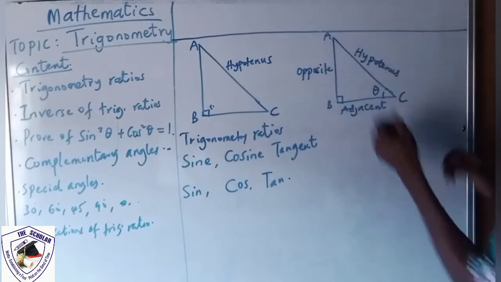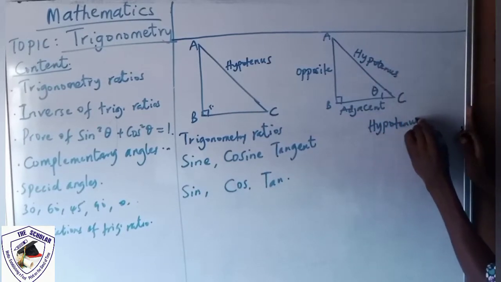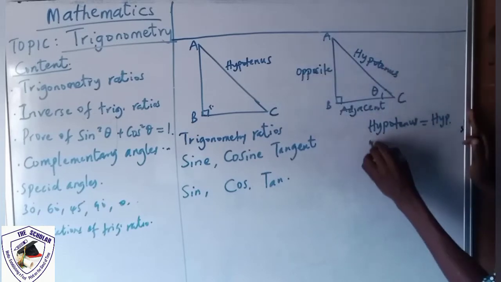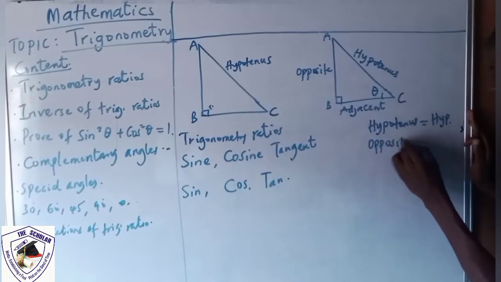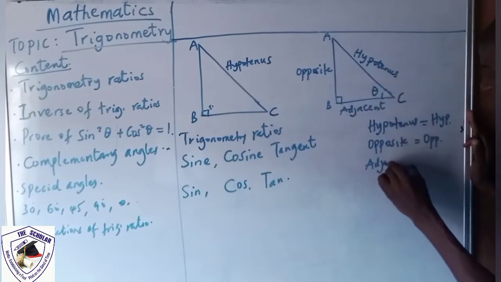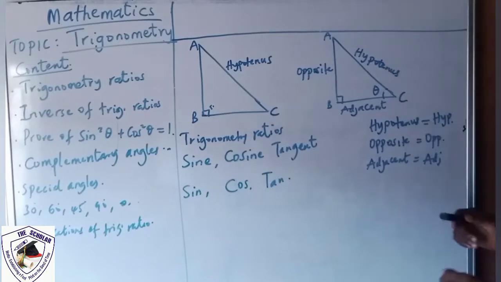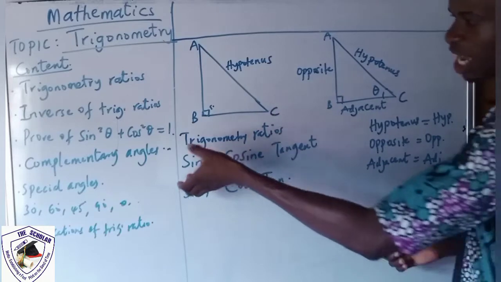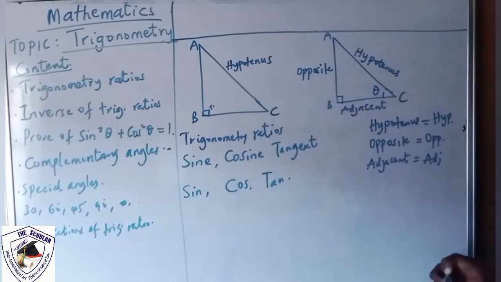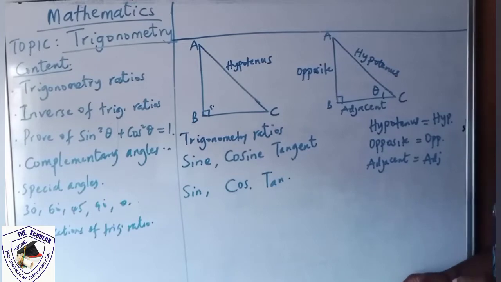These three can be abbreviated: hypotenuse using the first three letters HYP, opposite using OPP, and adjacent using ADJ. This is what I'll be using subsequently. From what we have here, we can now identify what we mean by sine, cosine, and tangent by definition, because all these three are ratios, and when you say ratio, it means you have a numerator as well as a denominator.